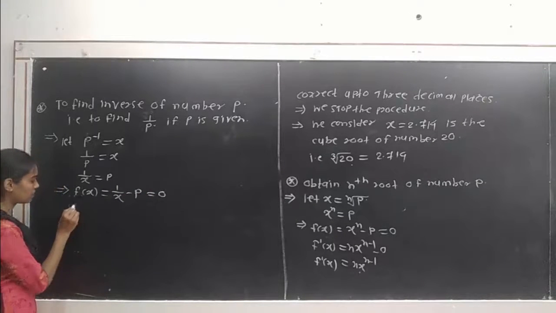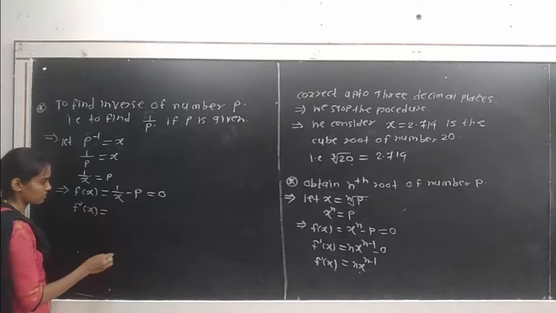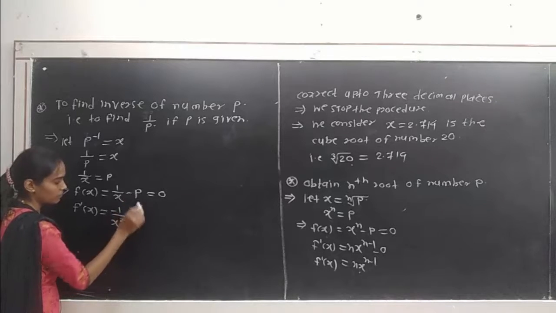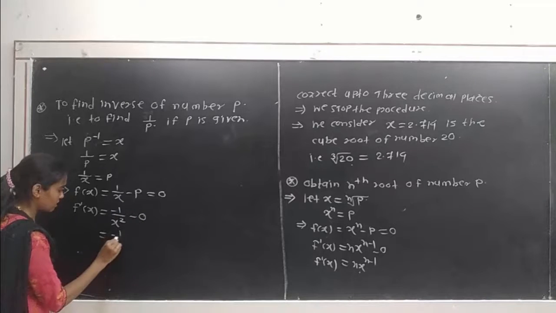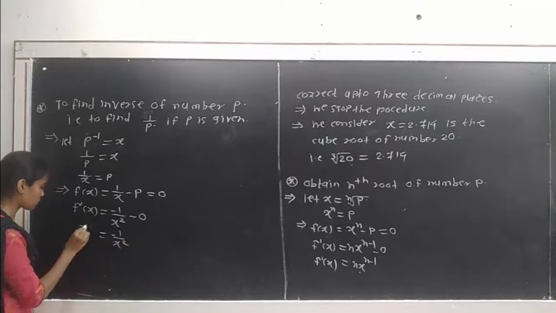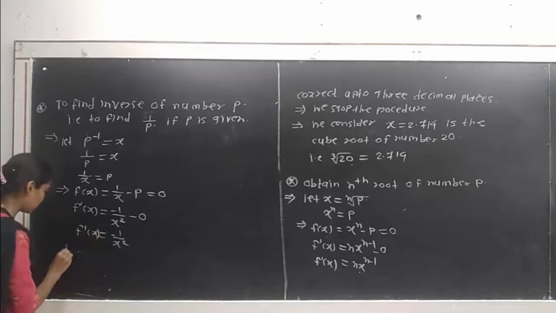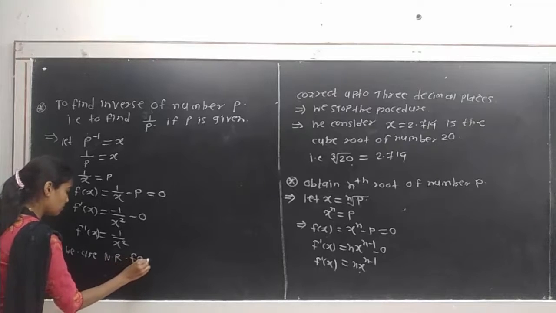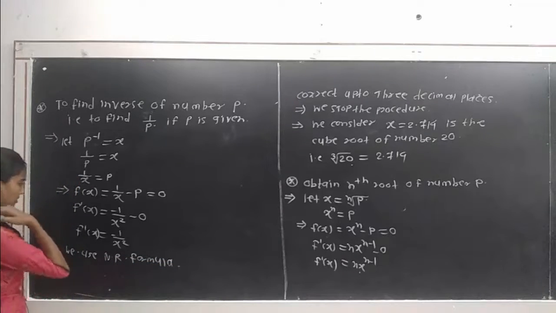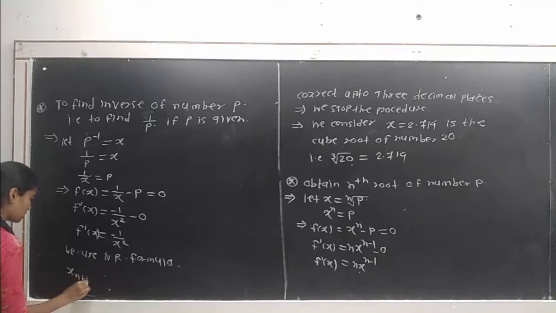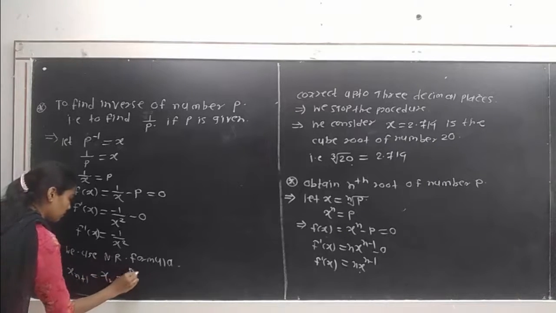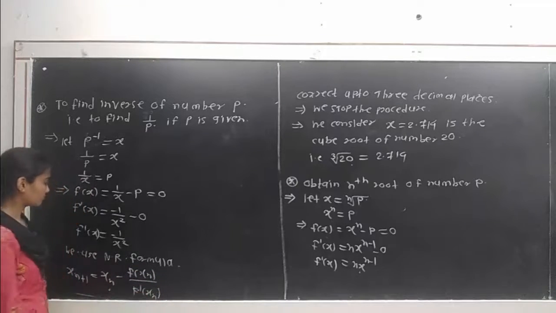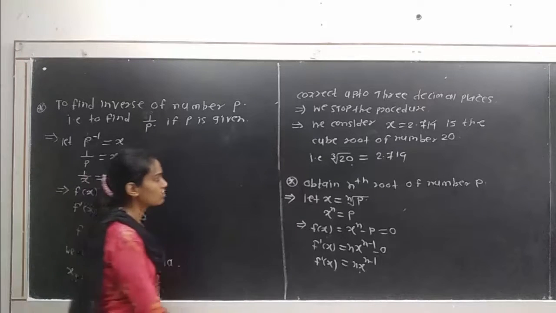Okay. Then we find its derivative. We get f dash of x is equal to the derivative of 1 by x, which will be minus 1 by x square, and the derivative of p will be 0, as p is a number. So we get f dash of x is equal to minus 1 by x square. Then we use the Newton-Raphson formula. Newton-Raphson formula is x_{n+1} is equal to x_n minus f of x_n divided by f dash of x_n. Okay, so putting this value here, we get the formula.